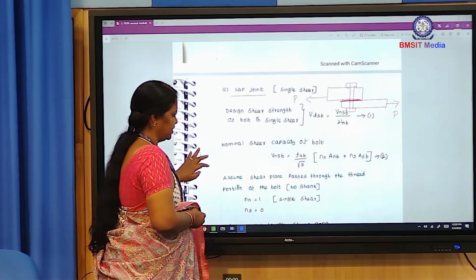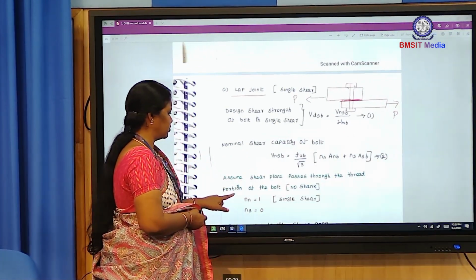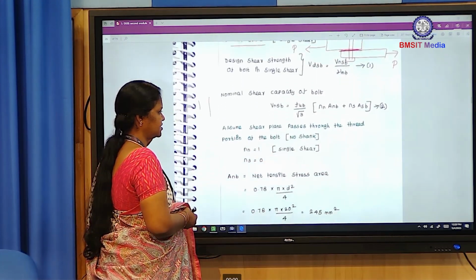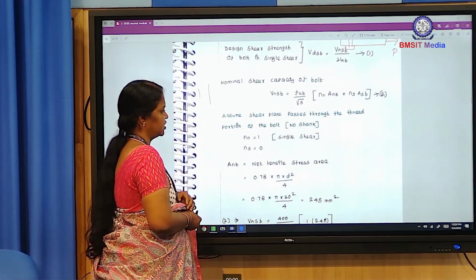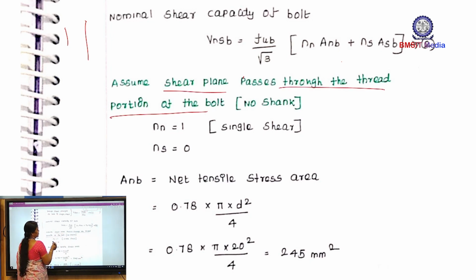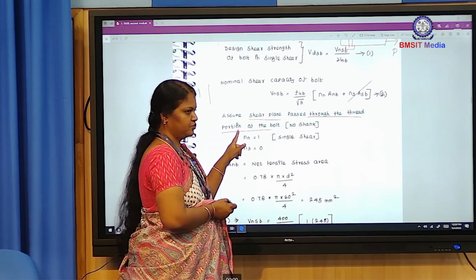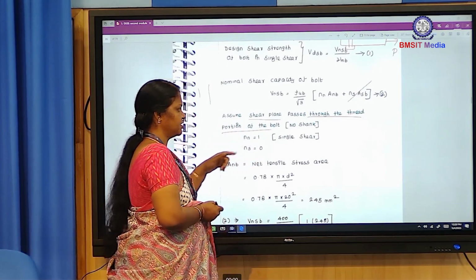Here we have to assume shear plane passes through the thread portion of the bolt. If we assume this, this term will not come. This is the shank area. If the shear plane passes through the shank area, we have to consider this term. But always we have to assume the shear plane passes through the thread portion of the bolt, not the shank area.